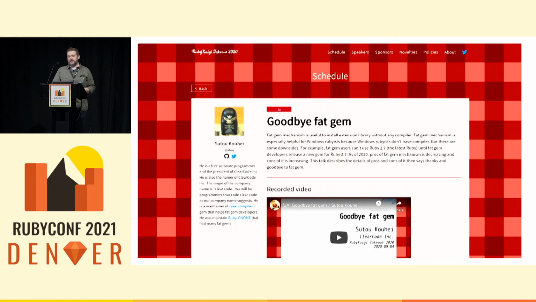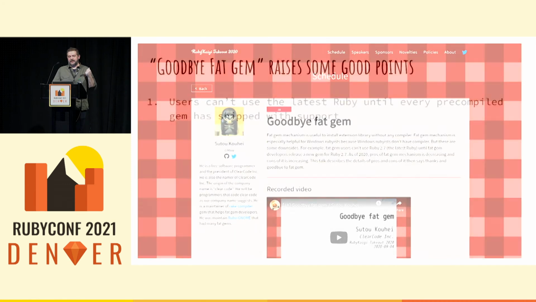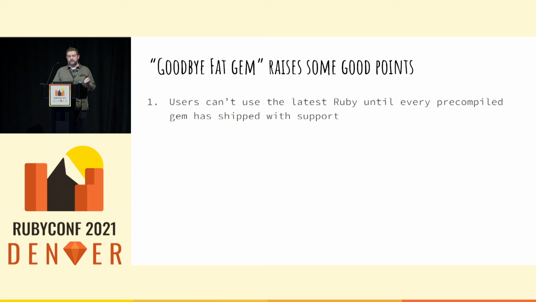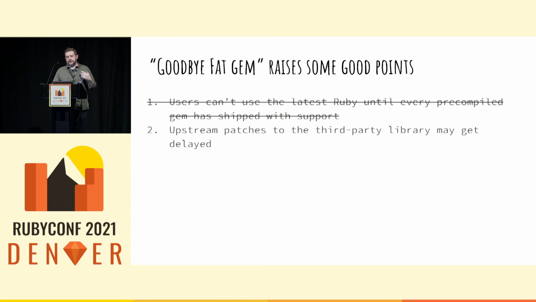So most gems should not do this. During last year's RubyKaigi, Sutou Kouhei, who's the maintainer of Rake Compiler, gave a talk entitled Goodbye Fat Gems, where he encouraged everybody to stop doing this. He made a lot of really good points in here. Some are still valid and some are not. One is that users can't use the latest Ruby. This has been fixed. Bundler lets you use a more modern Ruby, and it'll just compile the vanilla Ruby version instead of trying to install a precompiled version that doesn't work.